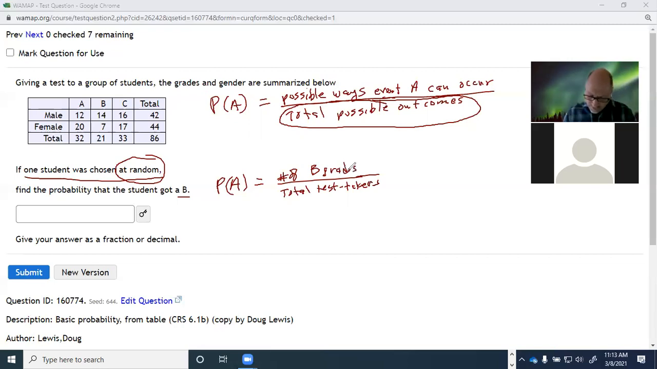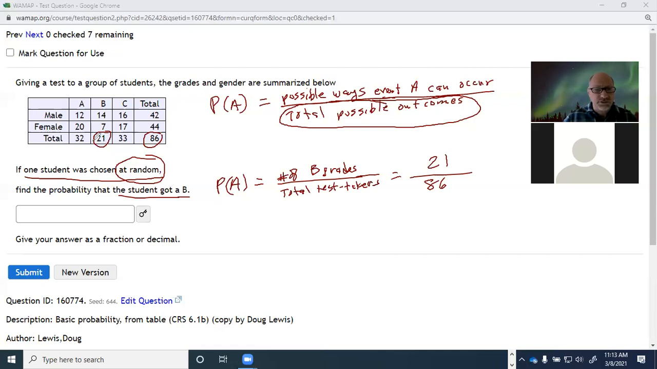So from the table, how many people got B's? Looks like 21 got B's. Some of them were male and some were female, but there were 21 people, and we're saying random, right? It doesn't matter if they're boys or girls. This is just anybody that got a B. And the total number is 86. That's how many people took the test, right? You can see here, the total A's were 32 and 21 and 33.